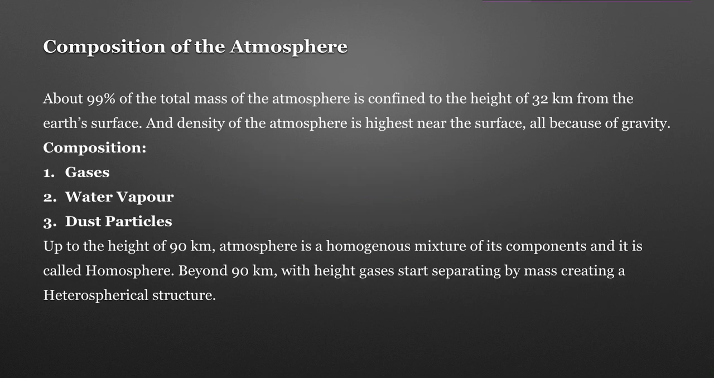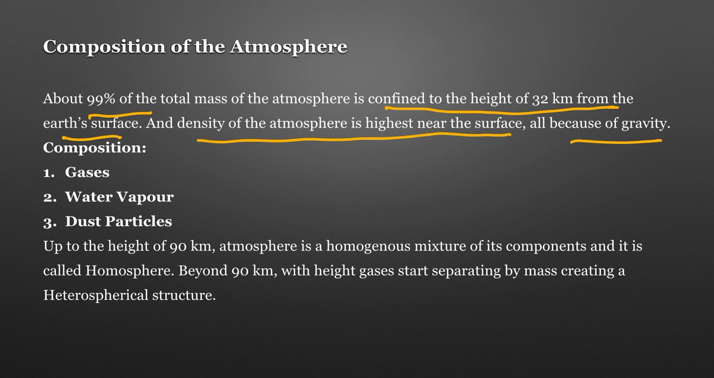Composition of the atmosphere. About 99% of the total mass of atmosphere is confined to the height of 32 km from the surface of Earth. Why so? This is because of gravity. Highest density of atmosphere is also near the surface, and again this is because of gravity.